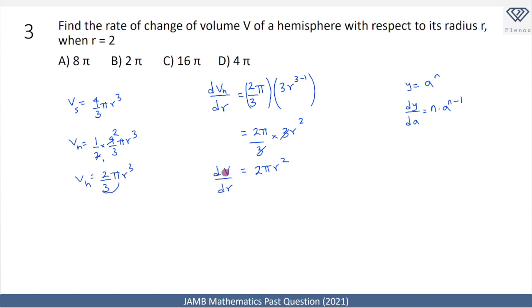But we are told to find that when r is equal to 2. So when r is equal to 2, we can substitute that here and have 2 pi, then the value of r will be 2 squared. So that is 2 pi times 4. And what would that be? 4 times 2, that would be 8 pi. And that makes A the correct option.